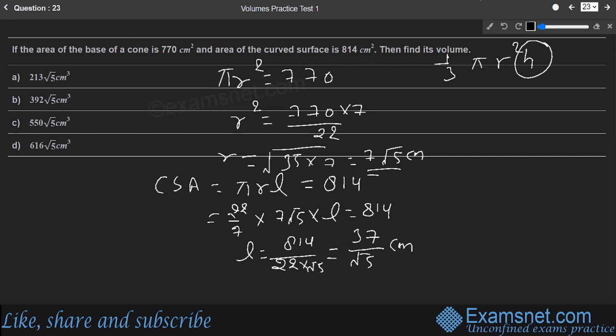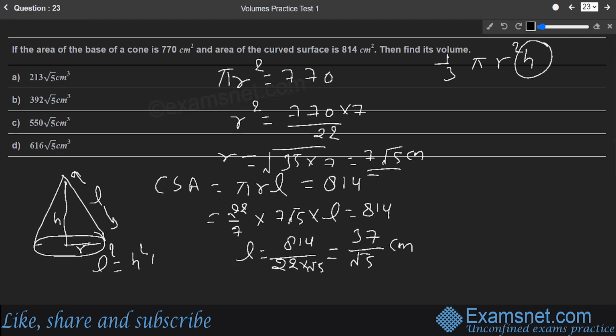For finding out the h, if you see the figure of a cone, this is how the cone looks like. This is the height value, this is the radius value, and this is the slant height value. So this L square is always equal to h square plus r square, which gives us the h value as under root of L square minus r square. So we'll use this expression of h to find out our h.